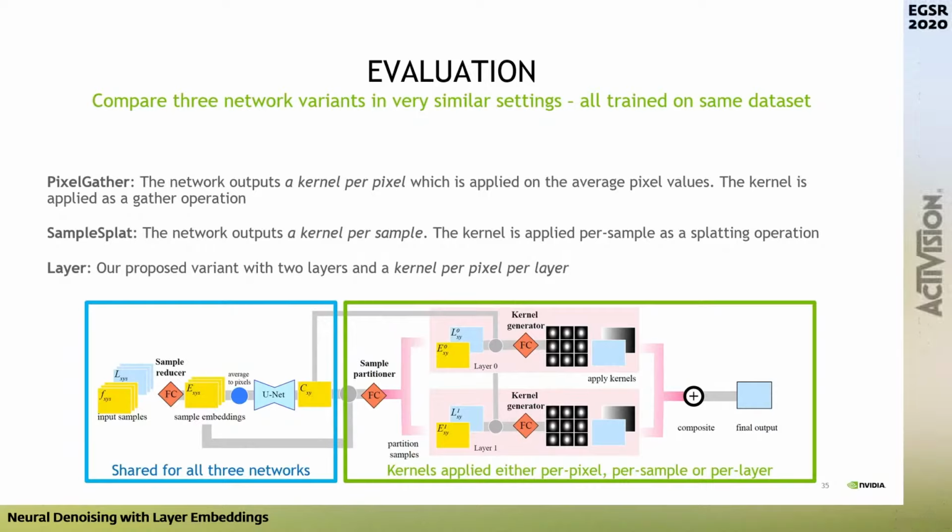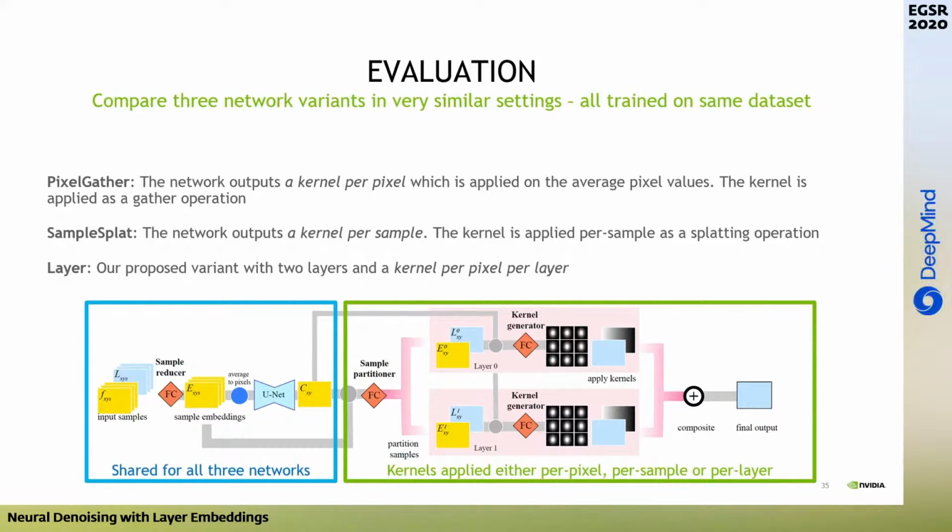The first variant is entitled Pixel Gather, and this is a network that outputs a kernel per pixel, which is applied on the average pixel value. This is a representative for most commonly used per pixel denoisers. The second variant is entitled Sample Splat. This is a network that outputs a kernel per sample. The kernel is applied per sample as a splatting operation. This variant was the best performing option in Gurprit's paper.